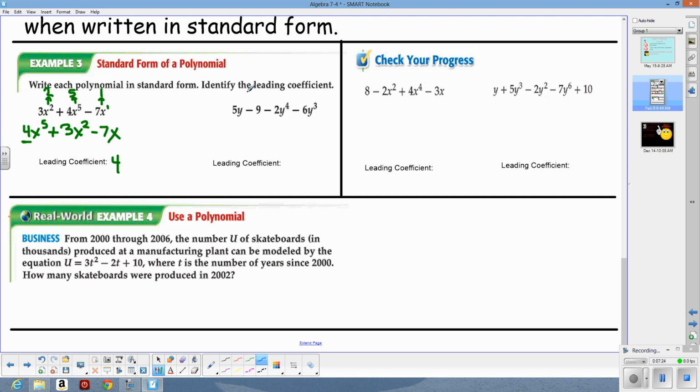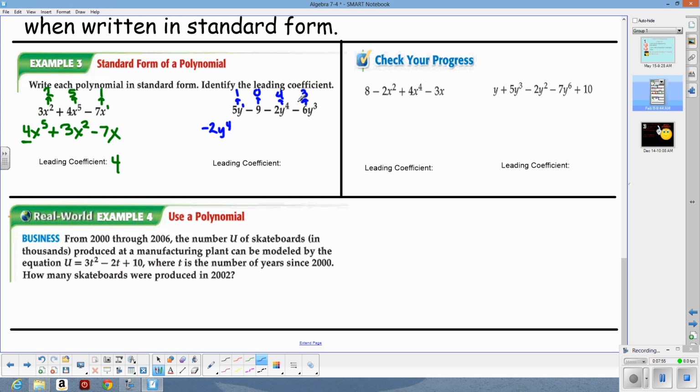Now in our next example, this one would be degree 1 because that exponent would be a 1. This would be degree 0. This one would be degree 4. And this is degree 3. So in order from greatest to least, we would start with this one, and it has a subtraction sign in front of it. So that's a negative 2y to the 4th.